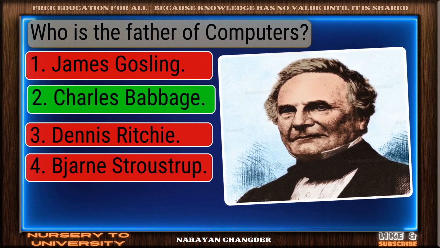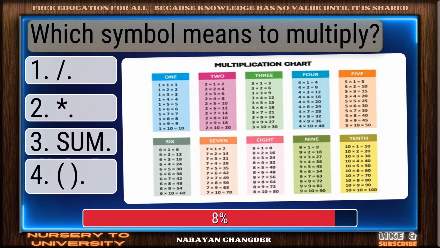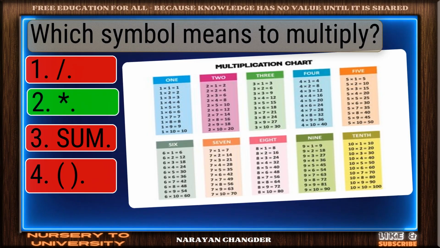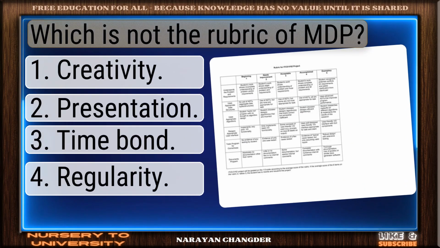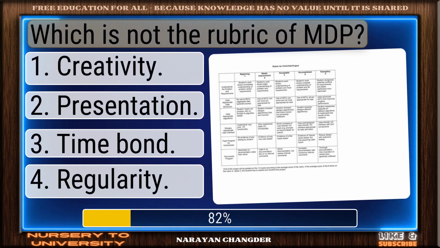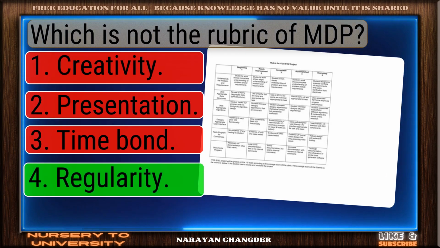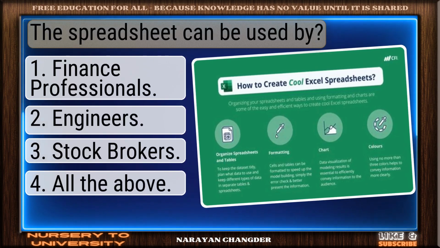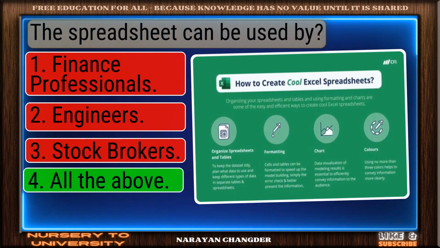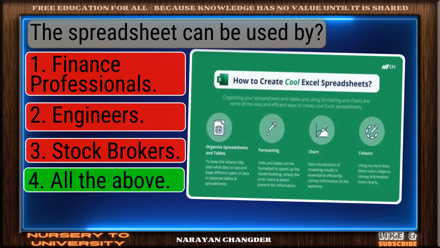Bravo, Charles Babbage is the answer. Which symbol means to multiply? Valid point. Is true. Which is not the rubric of MemDP? Nicely done. Regularity is a solid answer. The spreadsheet can be used by. Excellent. All the above is a brilliant choice.